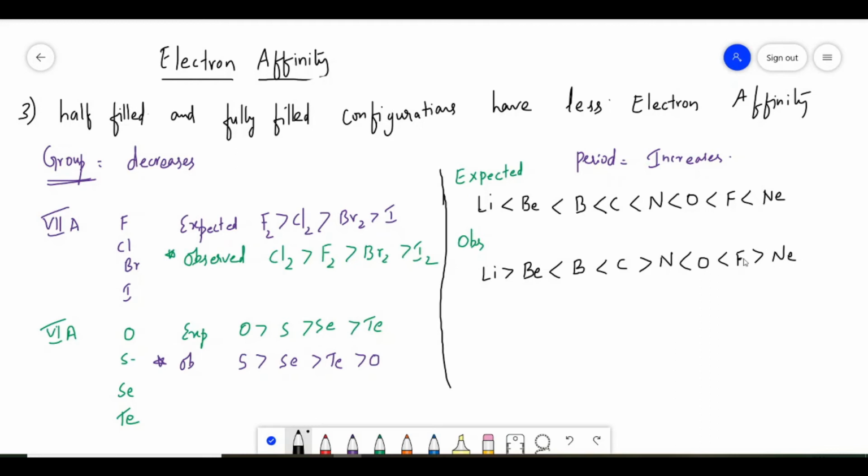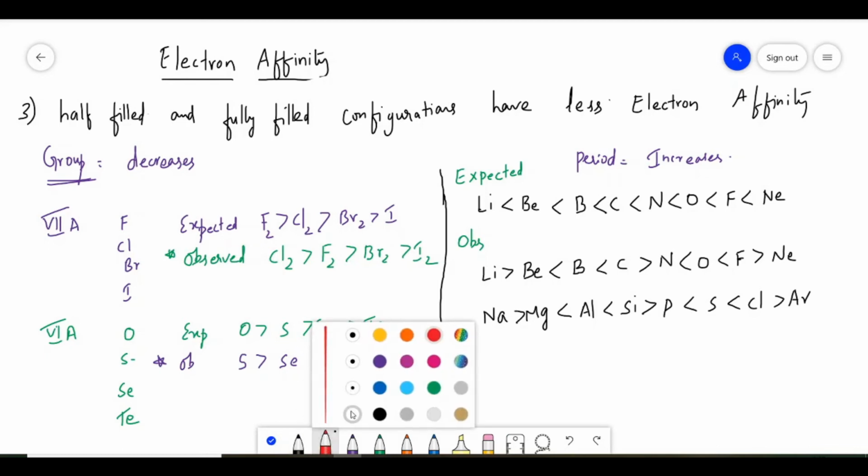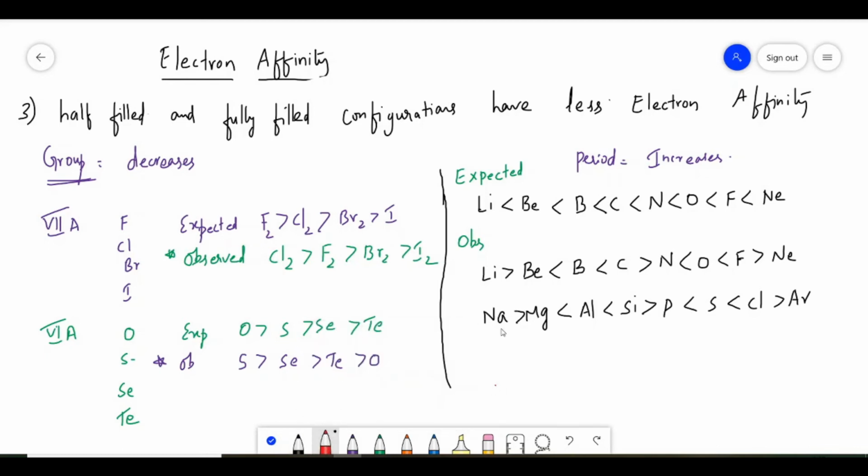These are all the electron affinity, and this same trend is repeated below this period also. For example, below lithium we have sodium. So sodium electron affinity is more than magnesium, and aluminum, silicon, and silicon electron affinity is more than phosphorus, sulfur, chlorine. Chlorine electron affinity is more than argon. So why is this happening? And again, the reason behind this is configuration.